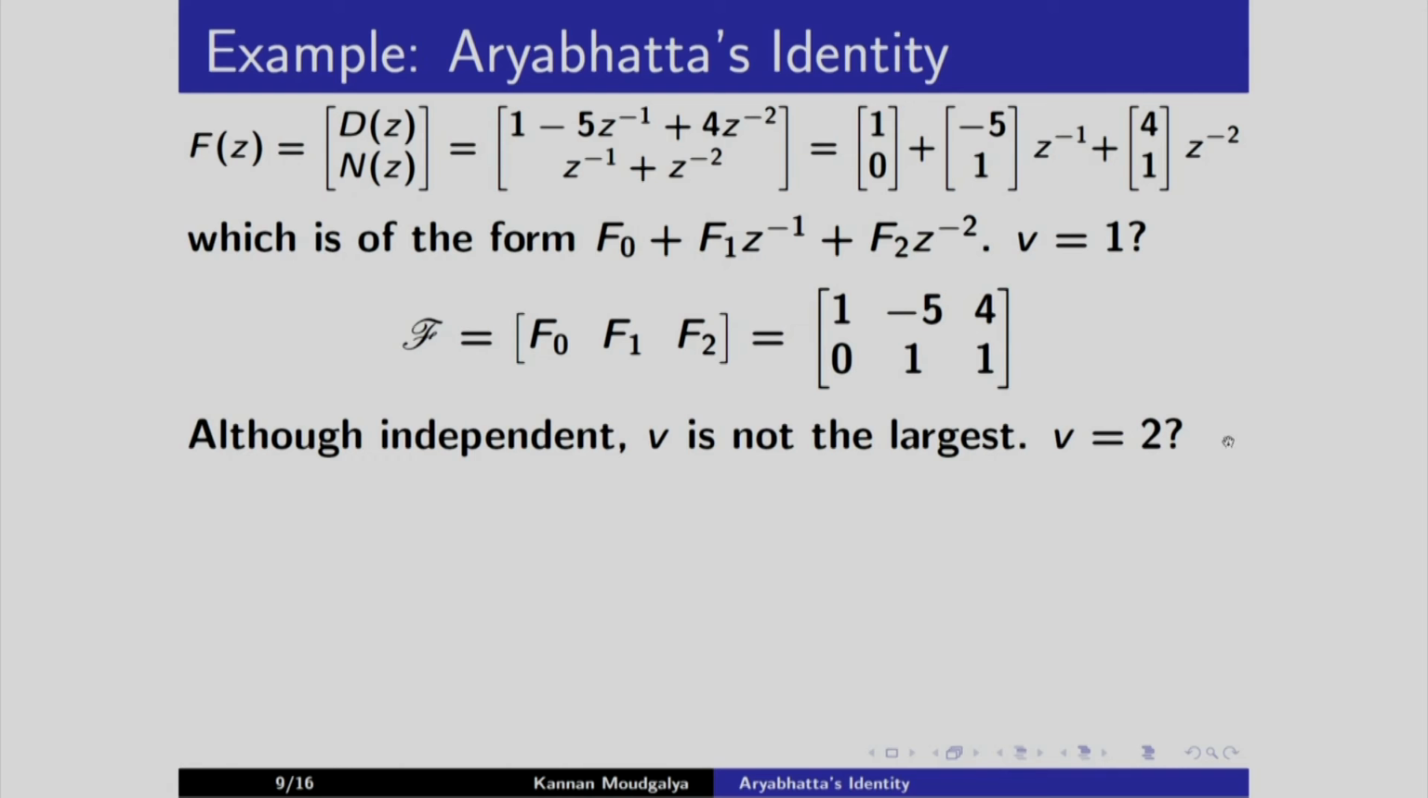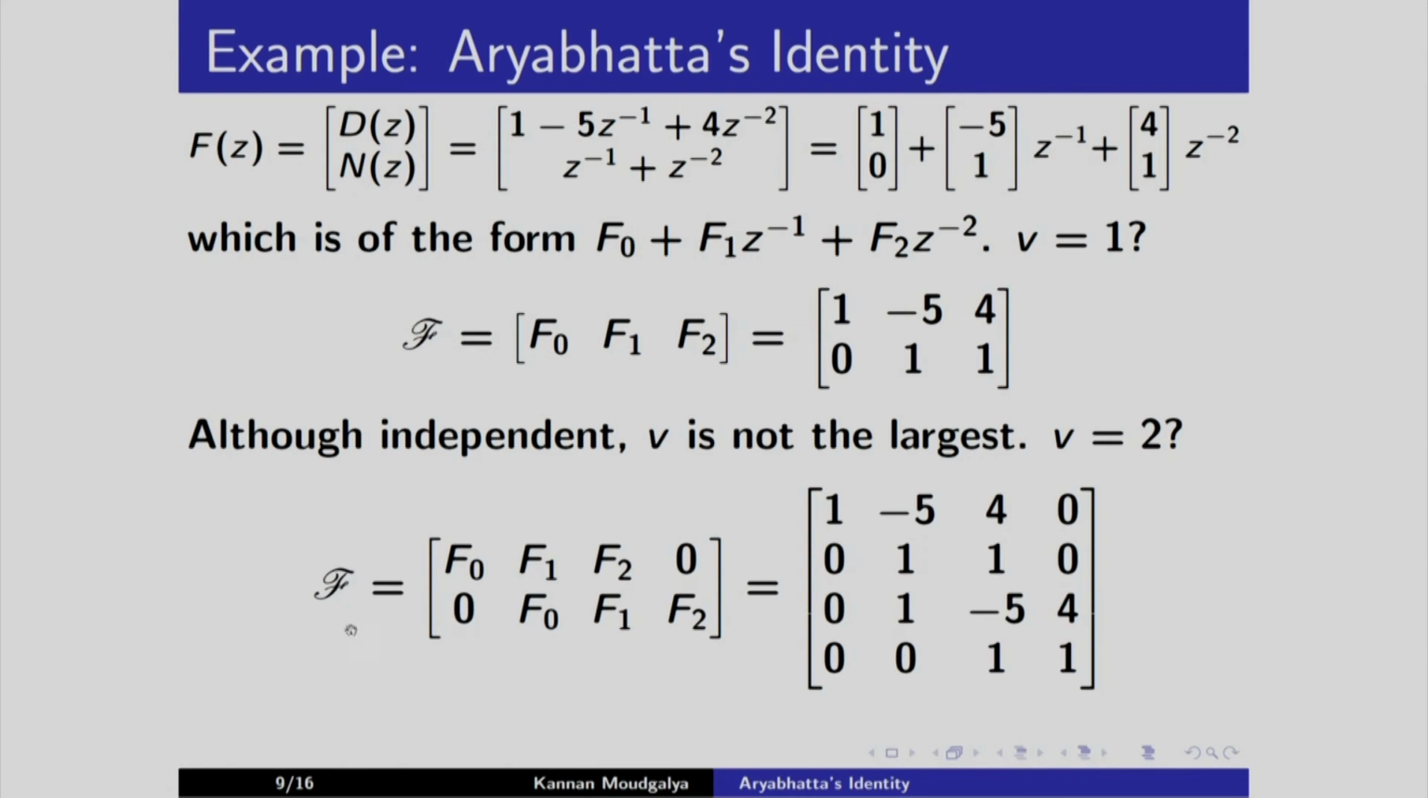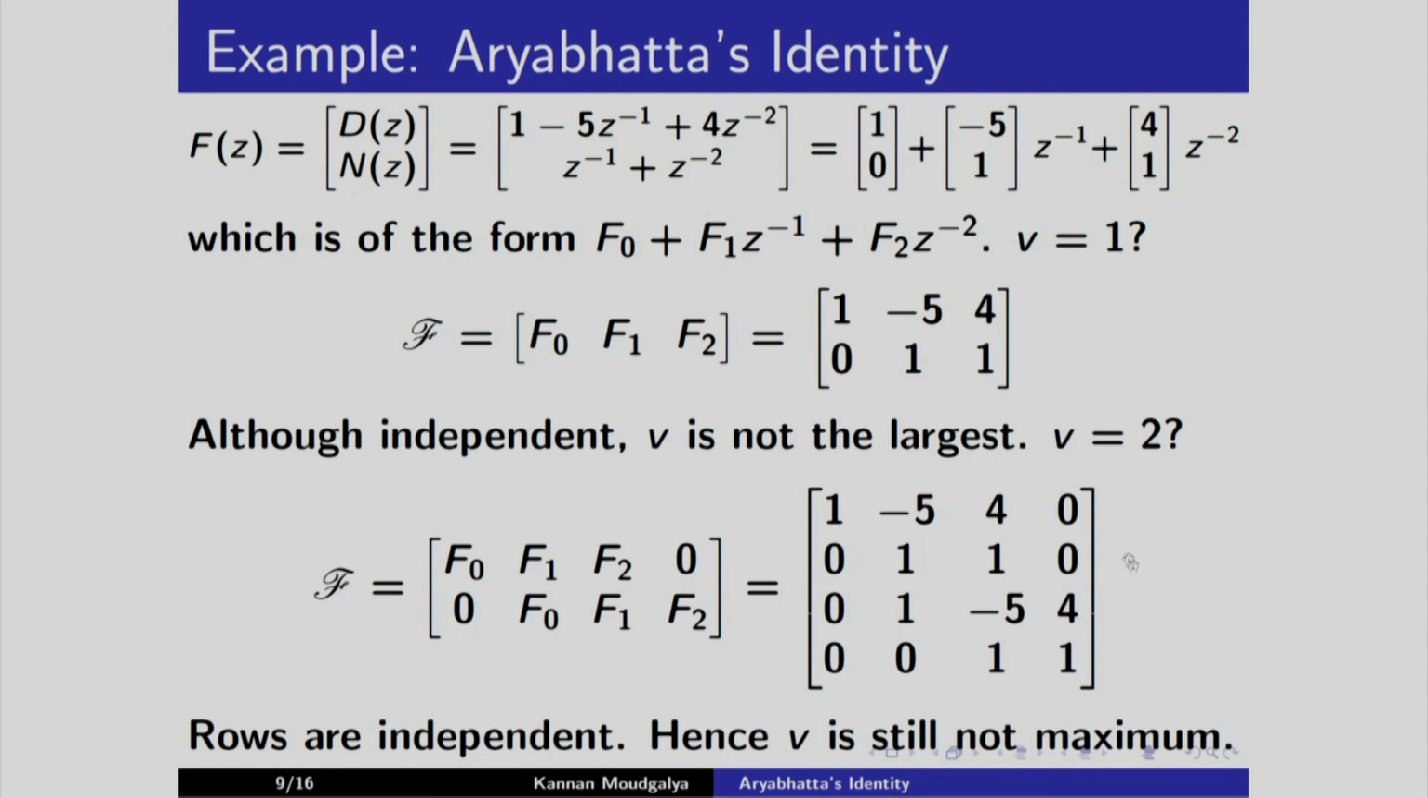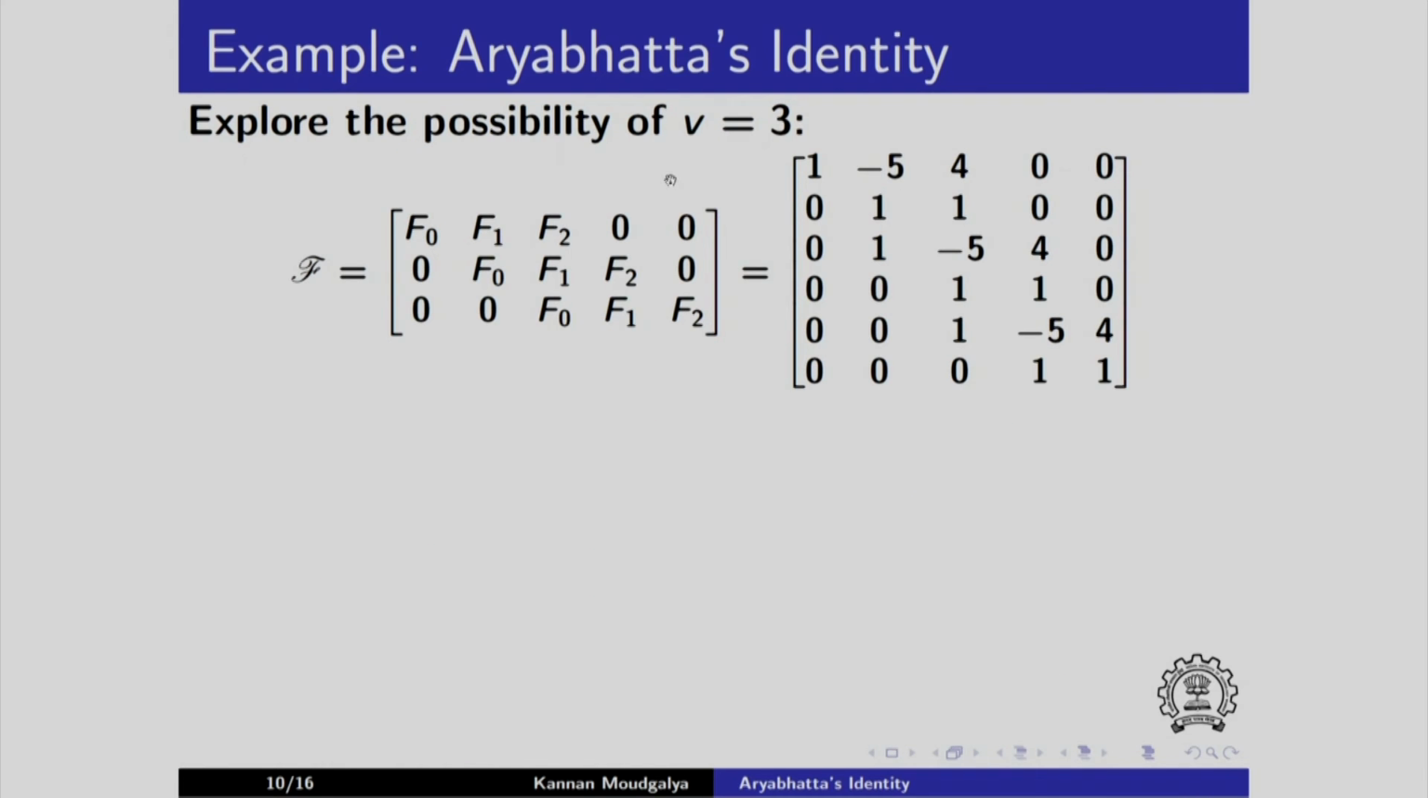What about v equals 2? So, let us try v equals 2 and form this script f as given earlier. Recall that this is shifted by 1, 0 here and 0 here. So, I write down this matrix one below another. The rows are independent even now, hence v is not the maximum. Explore the possibility of v equals 3. Let us put one more row of this f matrix here.